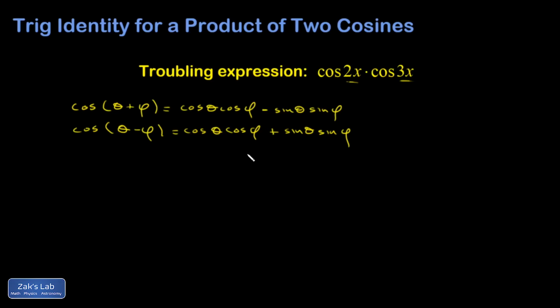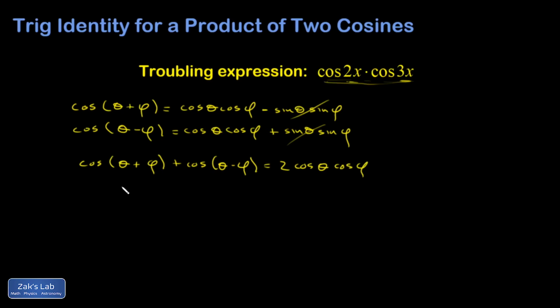And now we're going to exploit the symmetry of these formulas and just add them together. And when I do that, the sine containing terms die, and I end up with cosine theta plus phi plus cosine theta minus phi is equal to twice cosine of the first angle, cosine of the second angle, which is exactly the kind of expression that we're trying to get an identity for. Solve for it real quick.